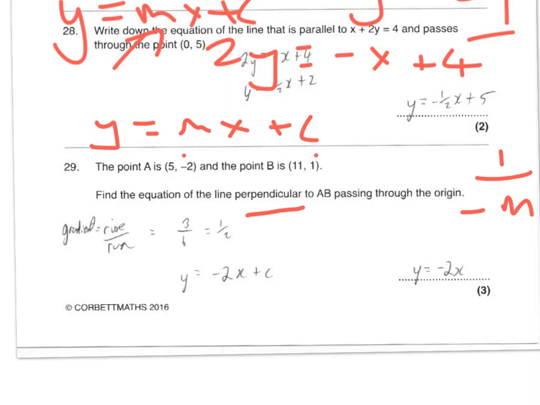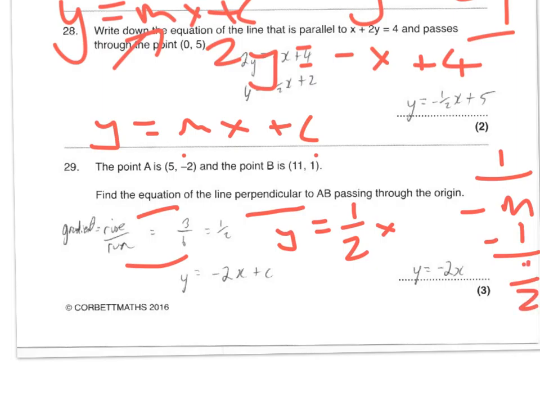So the rise of the y's goes at the top, which is 3. The rise from the x's goes at the bottom, which is 6. You simplify that, you get a half. So basically, the gradient is a half, y equals a half x. Now you substitute the gradient for m, which is a half, so minus 1 divided by a half.